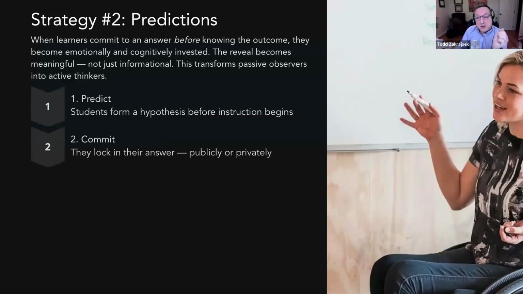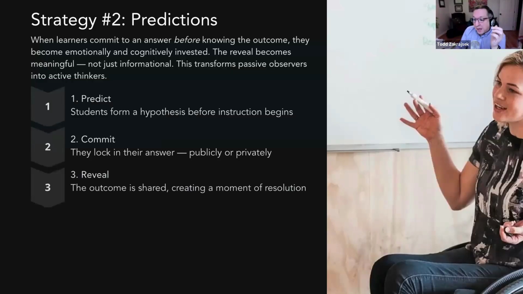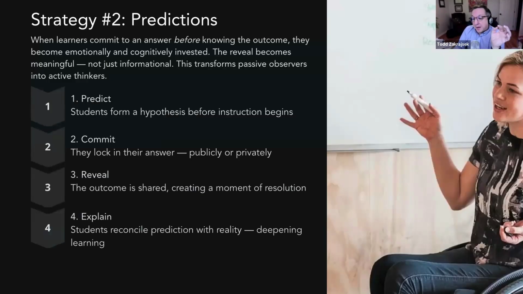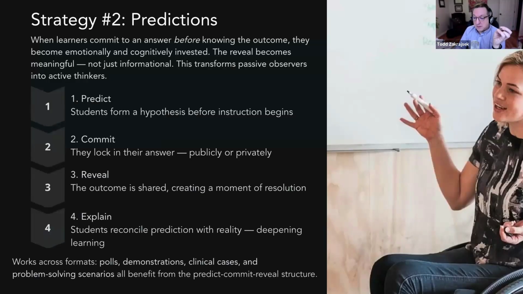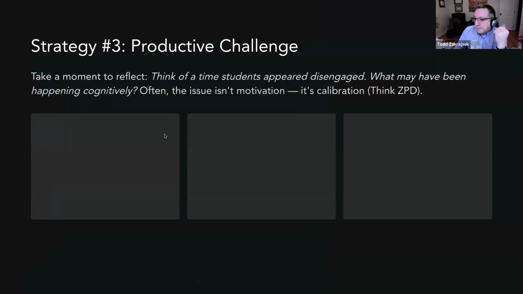What do you think this topic is going to lead us to? We can have people lock their answer in publicly or privately. It depends on how you want to do it, depends on what you're after. You reveal the outcome, and from there, have students explain it. And overall, what we're doing is working across this. We can use polls, demonstrations, clinical cases, different things. But we want students to make this prediction, to commit to it, to reveal it, and to explain it.